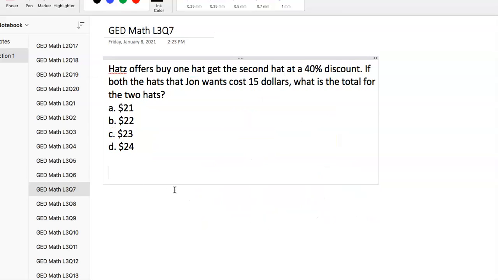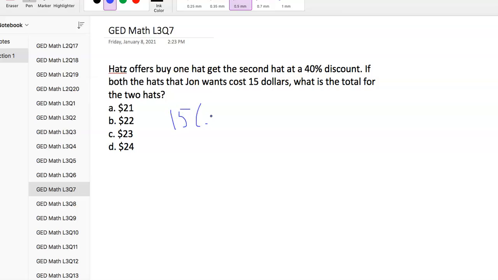All right, question 7. Hats offers buy one get one 40% off. Okay, so both the hats that John wants cost $15. What is the total for the 2 hats? Okay, so what we need to know is, what is 15 times 0.4?